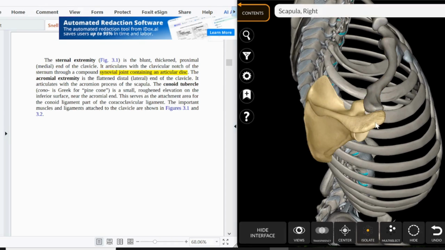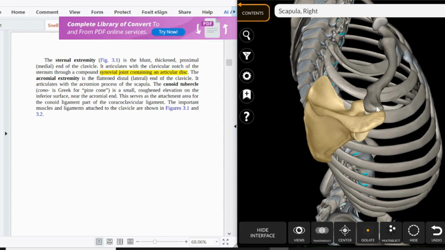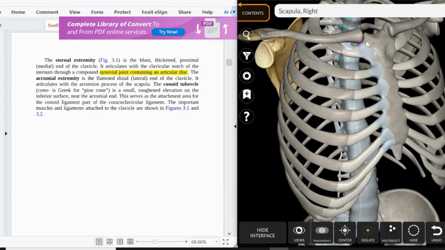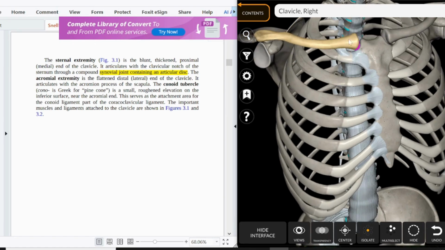This is your acromion, this is the spine of the scapula, and this continues as the acromion, and this is your clavicle. So this here is making your acromioclavicular joint. And over here the sternal end makes the sternoclavicular joint.